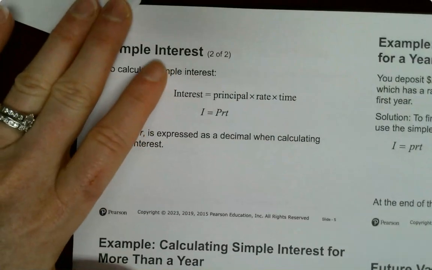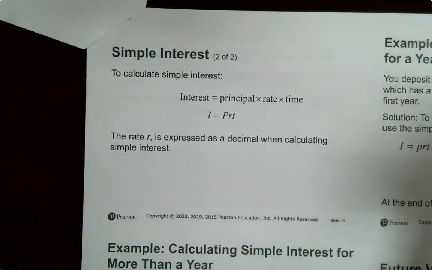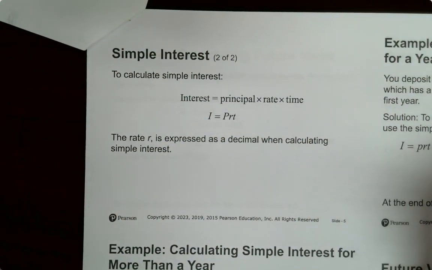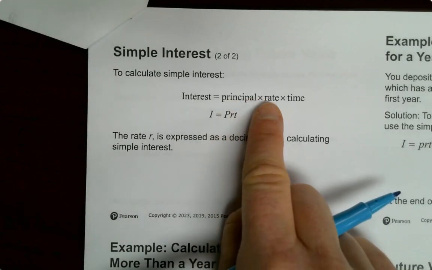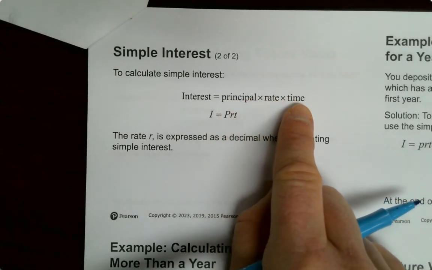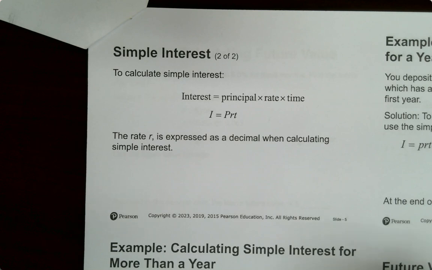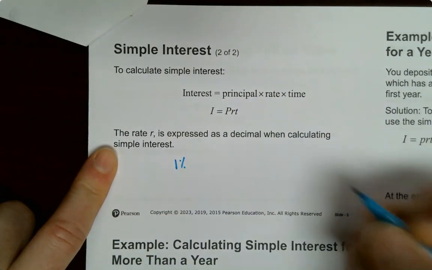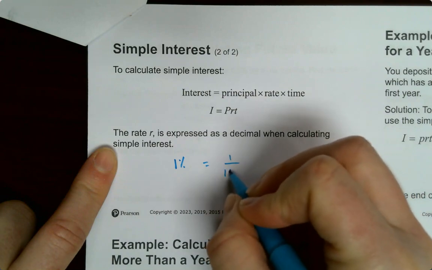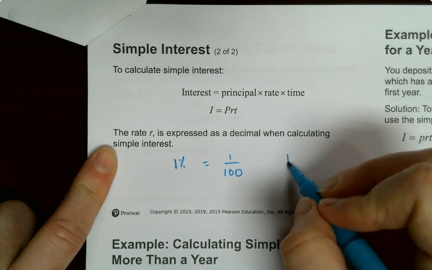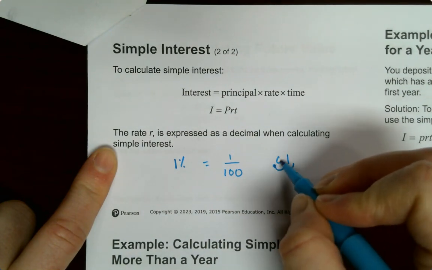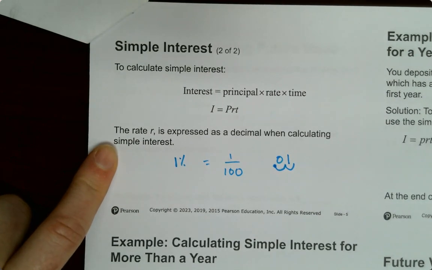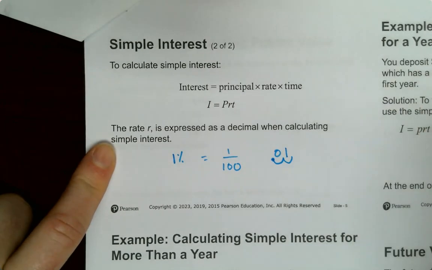So here's our formula. I've seen this before. Interest equals PRT, so it's principal times rate times time. Rate has to be a decimal. So remember, let's say we have 1%. You could write it as 1 over 100, or you could write it as 0.01. So you always want to move it 2 places.